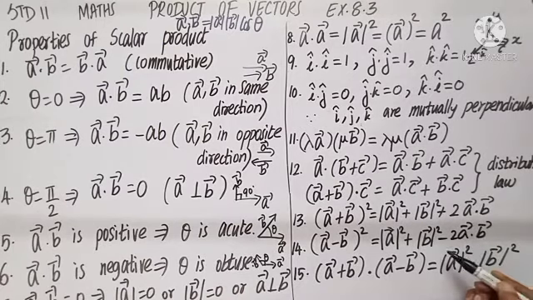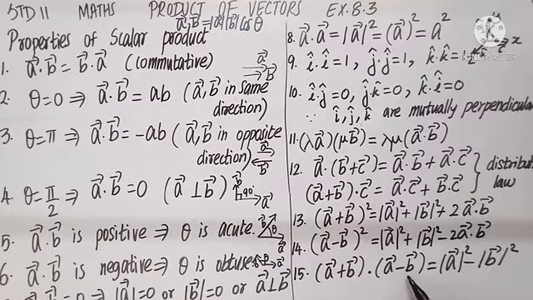The same idea with the minus symbol also. When I have (A plus B) into (A minus B), here I have (A vector plus B vector) dot (A vector minus B vector). My answer is A square minus B square. So let us use these identities while doing exercise problems.